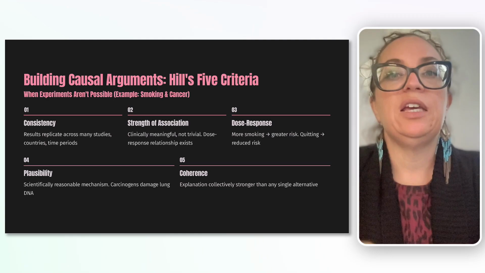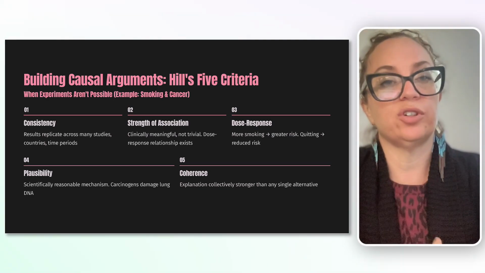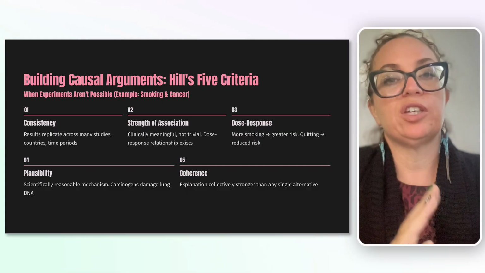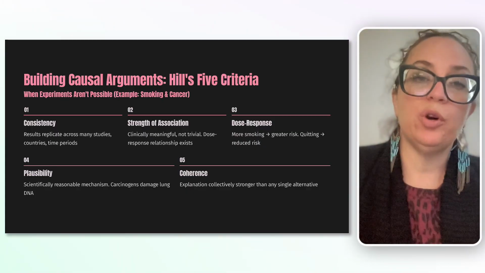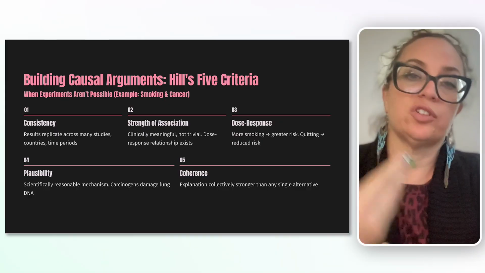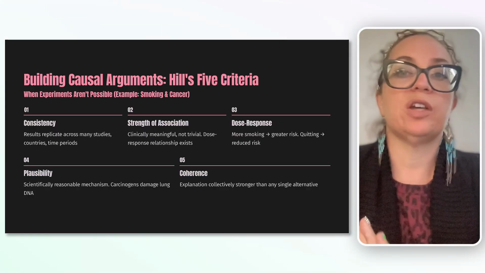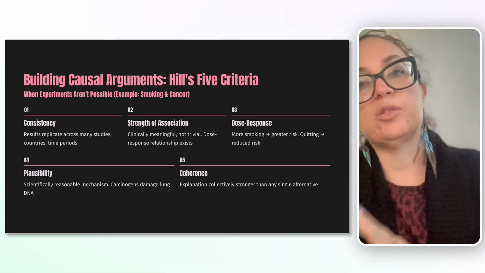This is the big one. Is the explanation collectively stronger than any single alternative? Can any other explanation account for all the evidence? With smoking, the coherent argument goes like this. Tobacco smoke contains toxic substances that damage lung tissue when inhaled. This explains why smokers get lung cancer more than non-smokers.